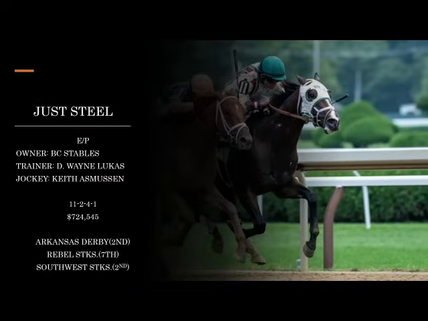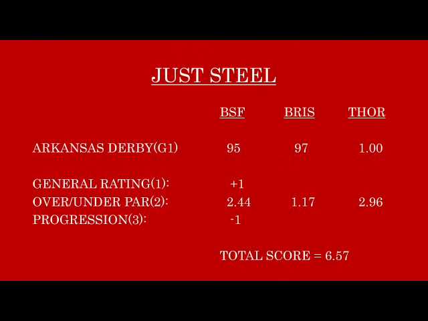Just Steel has done a lot of running. We'll look at the Arkansas Derby, and this was his best race of the year. Gets a 95 Beyer, 97 Brisnet, and a 1 on the Thoro-Graph. So he ran huge. So he's 2.44 above the Beyer, 1.7 above the Brisnet, and 2.96 above the Thoro-Graph. So that was a really big race. Now, the problem you have is that those are certainly all above average numbers. So he gets a +1.